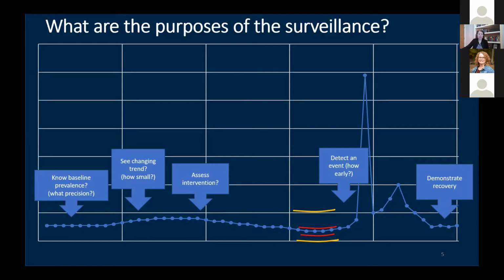The second point I wanted to make about this slide is the red and yellow lines around the main trend line. Those are confidence intervals. So basically, how sure are we that the trend line is in the right place? The main point with those is that the more data we have, the more accurate we can be. So the yellow represents less data and the red represents more.